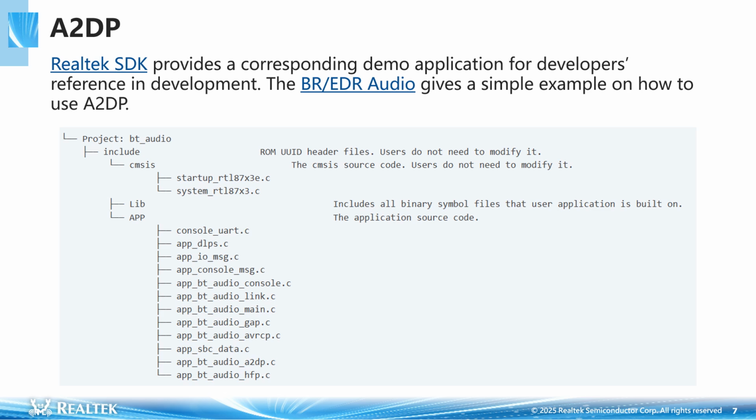Realtek SDK provides a corresponding demo application for developers' reference in development. The BR/EDR audio demo gives a simple example on how to use A2DP. The image describes the file structure of the demo project. For information on handling A2DP API and callback messages, you can refer to the app BT Audio A2DP file.